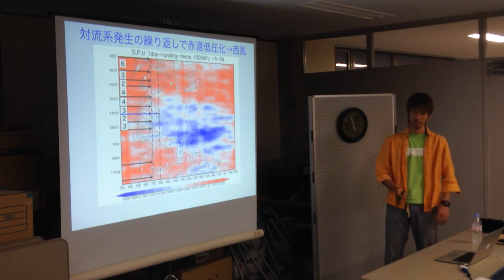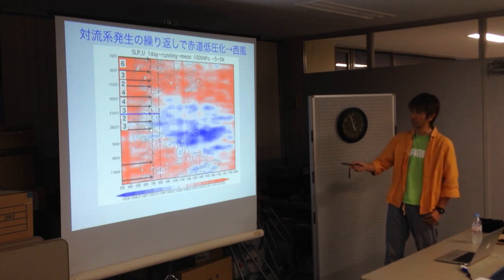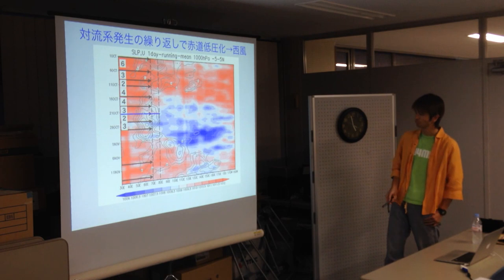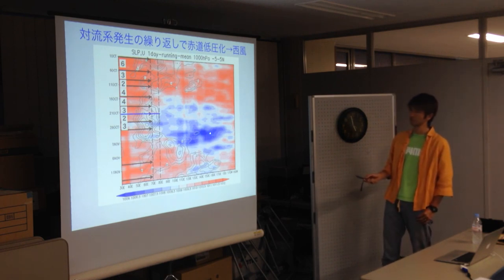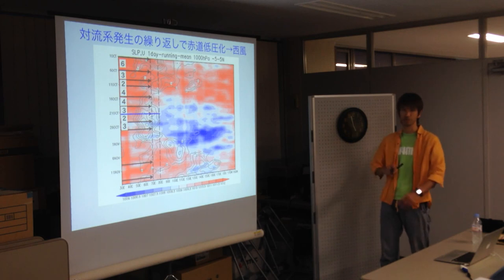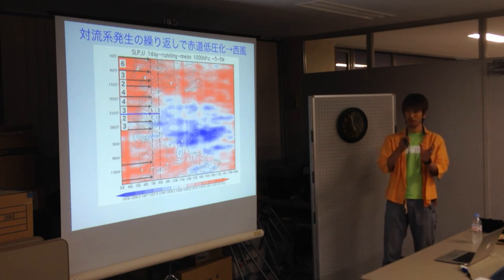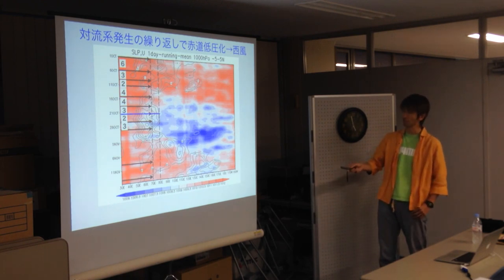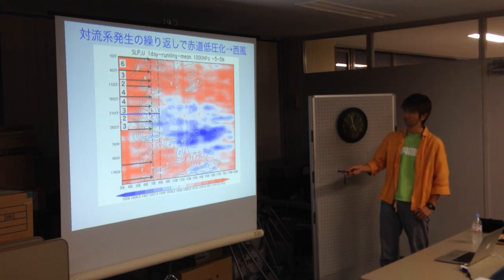The central part of the MJO just fits on the edge of the western winds here, and we also have some convections from Kelvin waves on the eastern side. So the center low pressure system does not correspond to the main part of the MJO. The main part of the MJO just fits and follows the zero contours of the westerly wind.